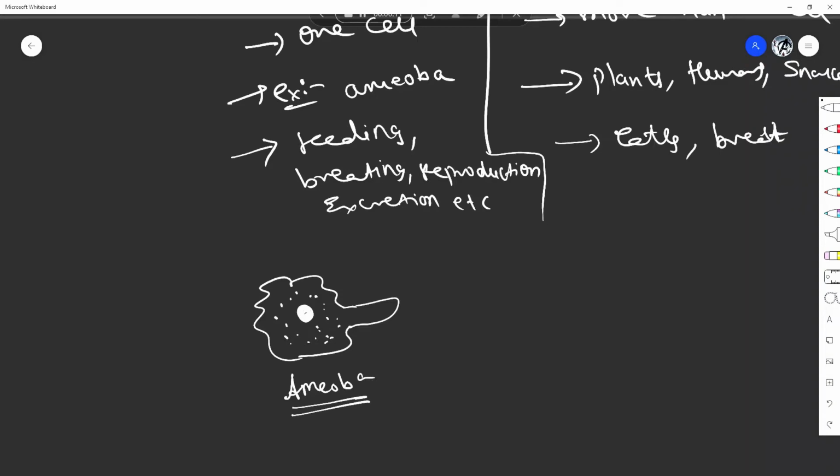Amoeba is a microscopic organism and its shape is not fixed. It changes its shape depending upon the situation it is in. But one thing is fixed, that it is a single cell organism and it has some leg-like structures. These leg-like structures are called pseudopodia.